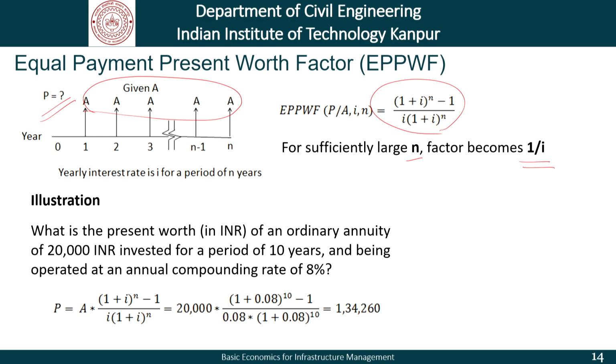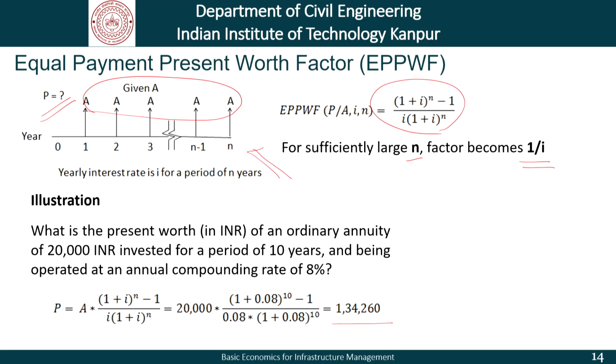The illustration for that is, what is the present worth of an ordinary annuity of 20,000 invested for a period of 10 years and being operated at an annual compounding rate of 8%. So, the answer is 1,34,000. I leave it to you to think what is the importance of this factor or this diagram here in the context of infrastructure projects.